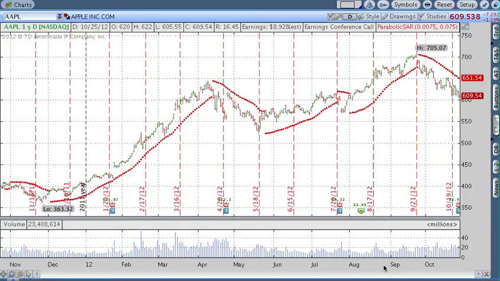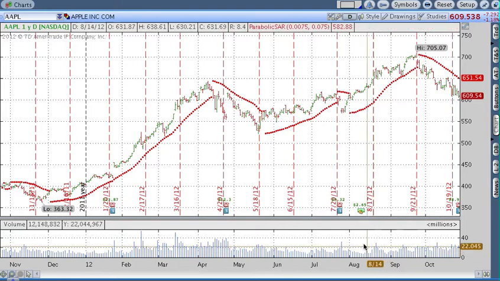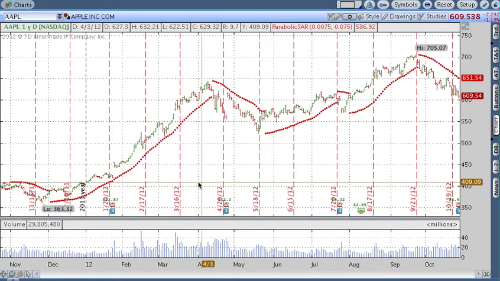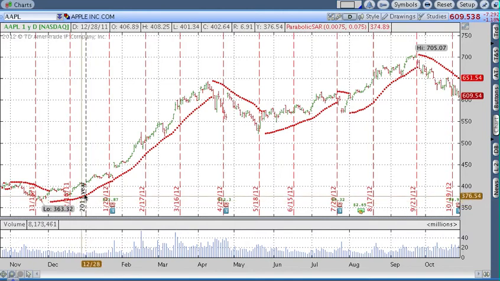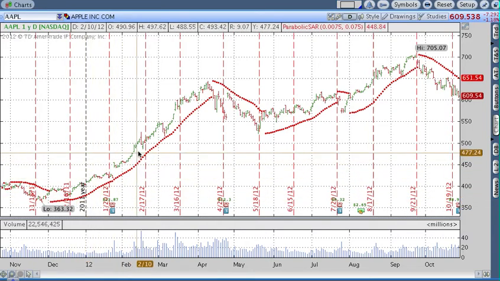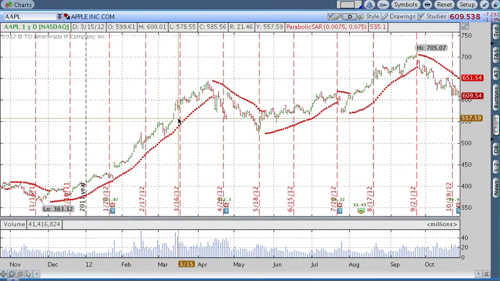And so one of the things you can see as we go back to our screen now, and this is Apple Computer, you can notice that this actually then stayed above the dots for most of that trend. And so I tend to like to desensitize this a little bit, just as a way not to get whipsawed and to stay in trends.